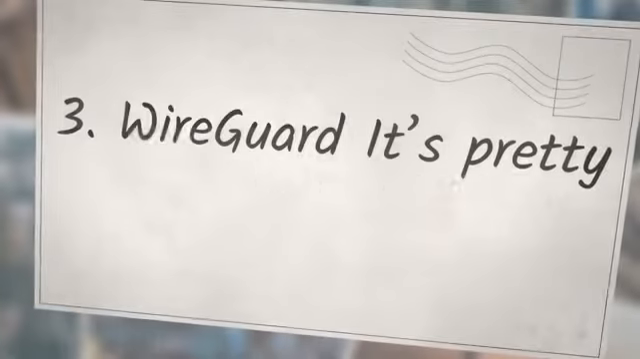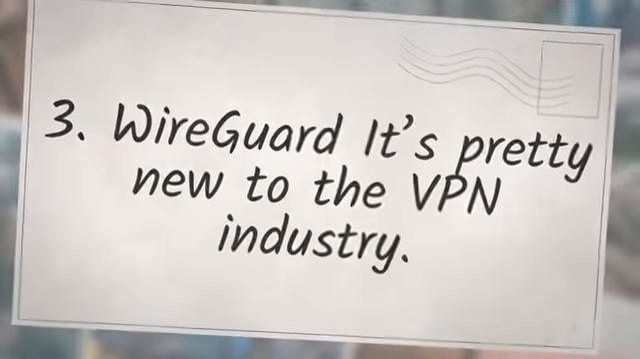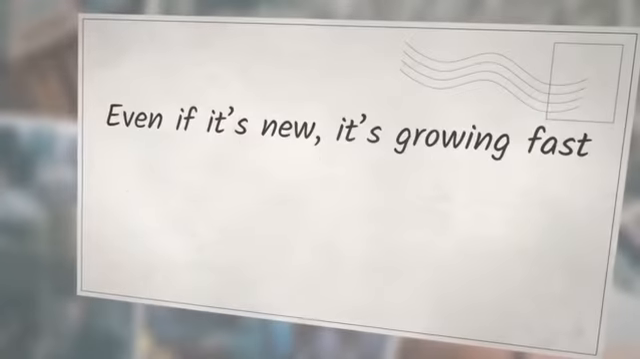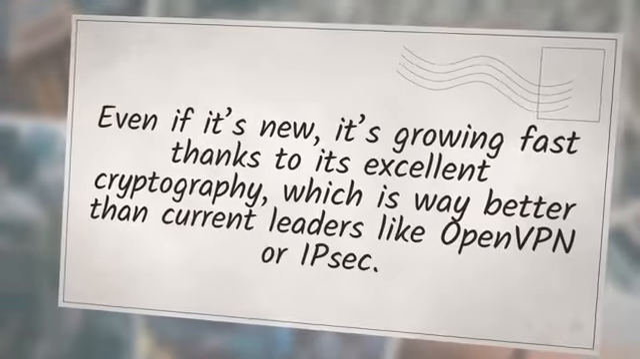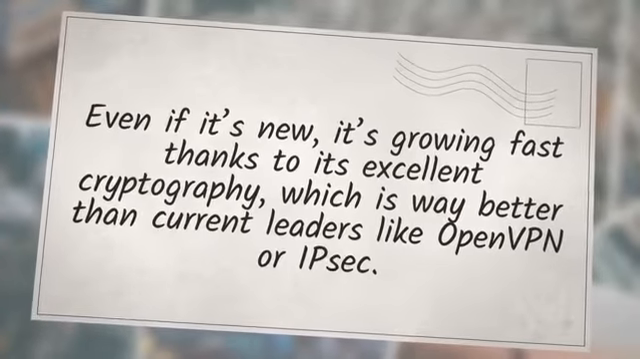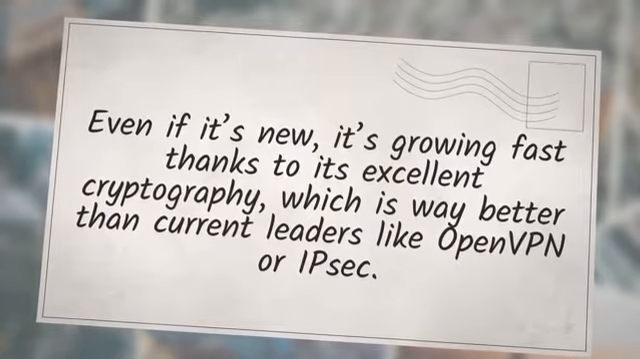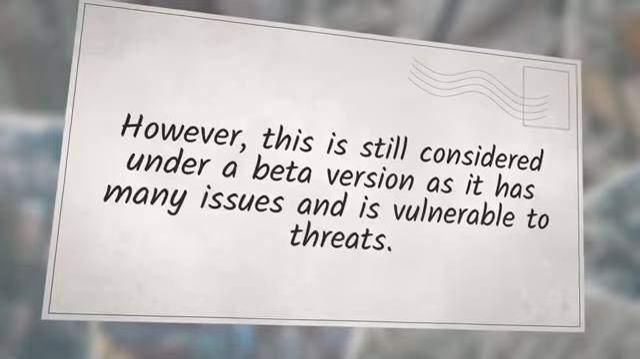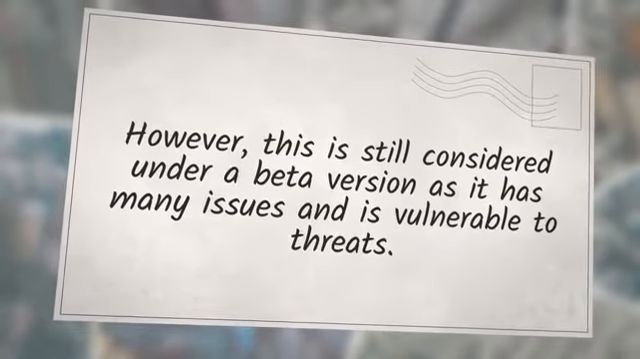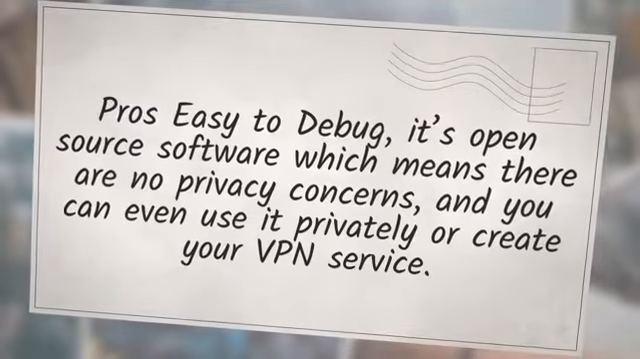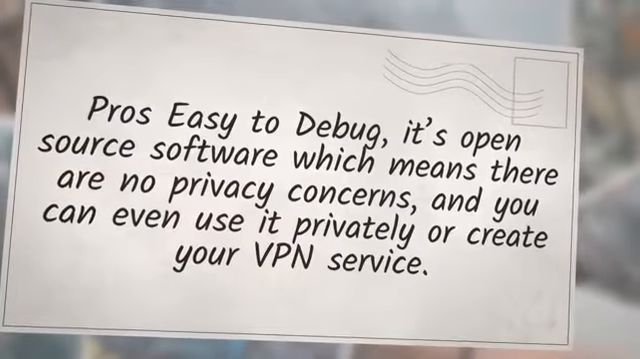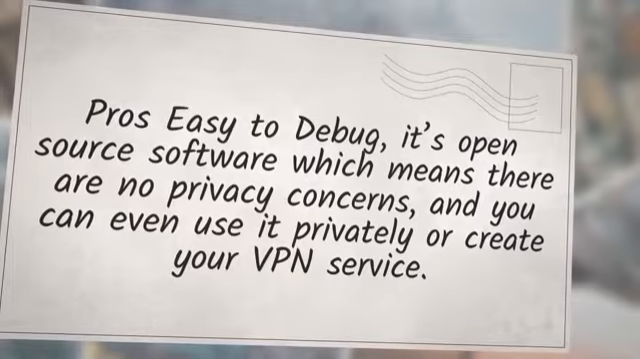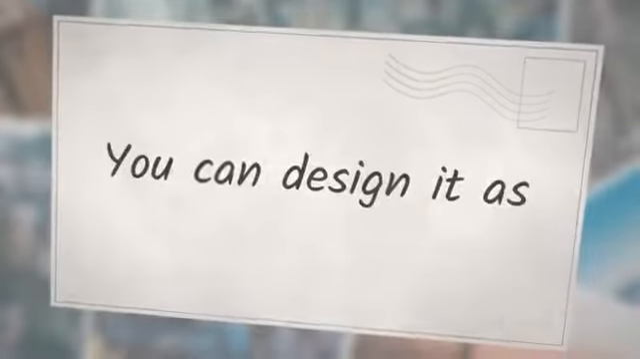3. WireGuard. It's pretty new to the VPN industry. Even if it's new, it's growing fast thanks to its excellent cryptography, which is way better than current leaders like OpenVPN or IPSEC. However, this is still considered a beta version, as it has many issues and is vulnerable to threats. Pros: easy to debug. It's open source software, which means there are no privacy concerns, and you can even use it privately or create your own VPN service. You can design it as per your choice.